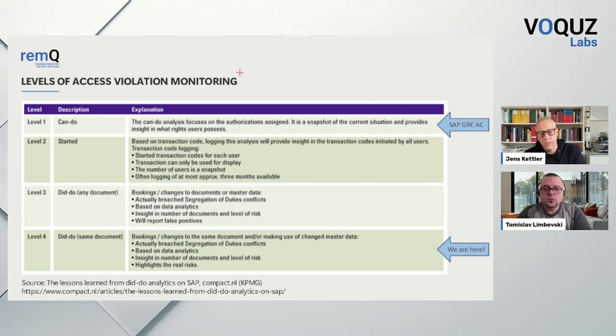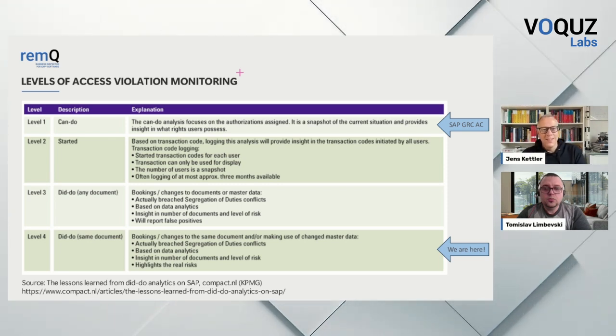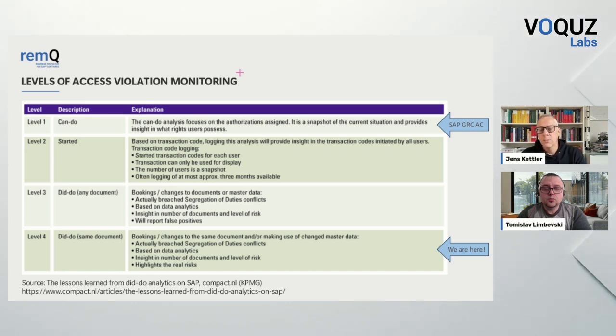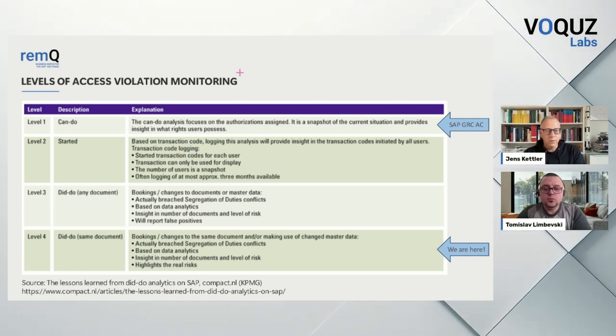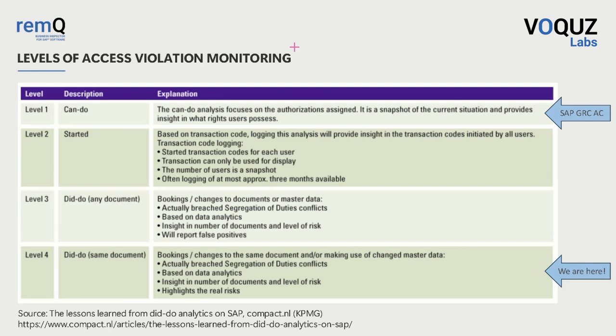This slide actually comes from KPMG in the Netherlands. They invented this four-level schema, I believe. I'm not sure if they invented it, but they wrote a great article about it. The source is on this slide, and it's definitely worth a read. So whether the user started the transactions would be level 2. And then you can even check if a user created vendors and entered invoices. That would be level 3. But what can happen there is that he created vendor A and entered an invoice for vendor B. There is no risk, so you will have too many false positives.